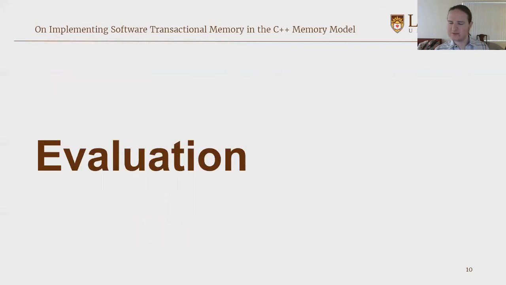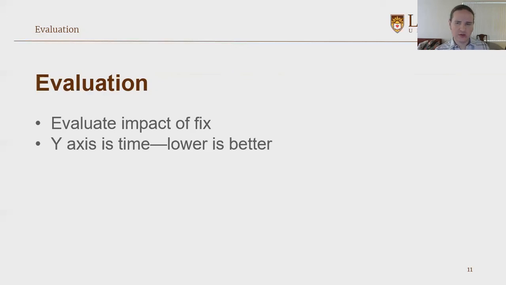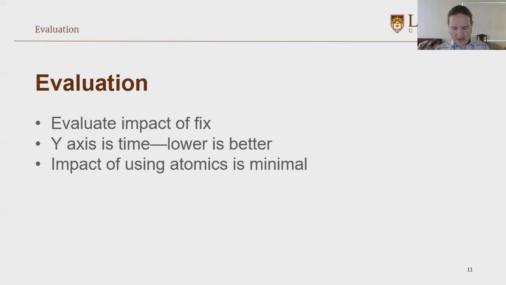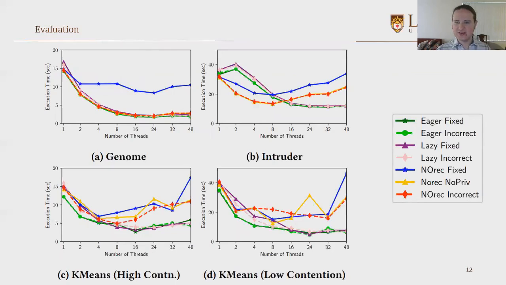So now we're going to look at some charts that show the impact of our fix on the code. In these charts you're about to see, the y-axis is time and lower is better. We note that the impact of using atomics is minimal, but the impact on privatization is significant. So in this slide, fixed means we apply our fix that makes everything atomic. Incorrect is the previous version of the code where the shared variables were not atomic.